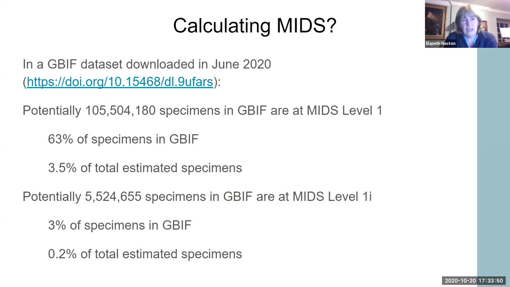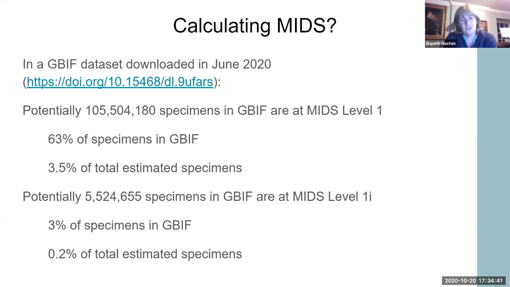So what we've been looking at is the feasibility of calculating MIDS levels from the data. And one large analysis that we've been looking at is with the GBIF dataset, which we downloaded, which GBIF kindly provided for us in June. And in this dataset, it's a dataset, I have to say, of preserved specimens, fossils and living collections only. And in this dataset, we've got about 105 million specimens at MIDS level one. This is essentially 63% of the specimens in that dataset.